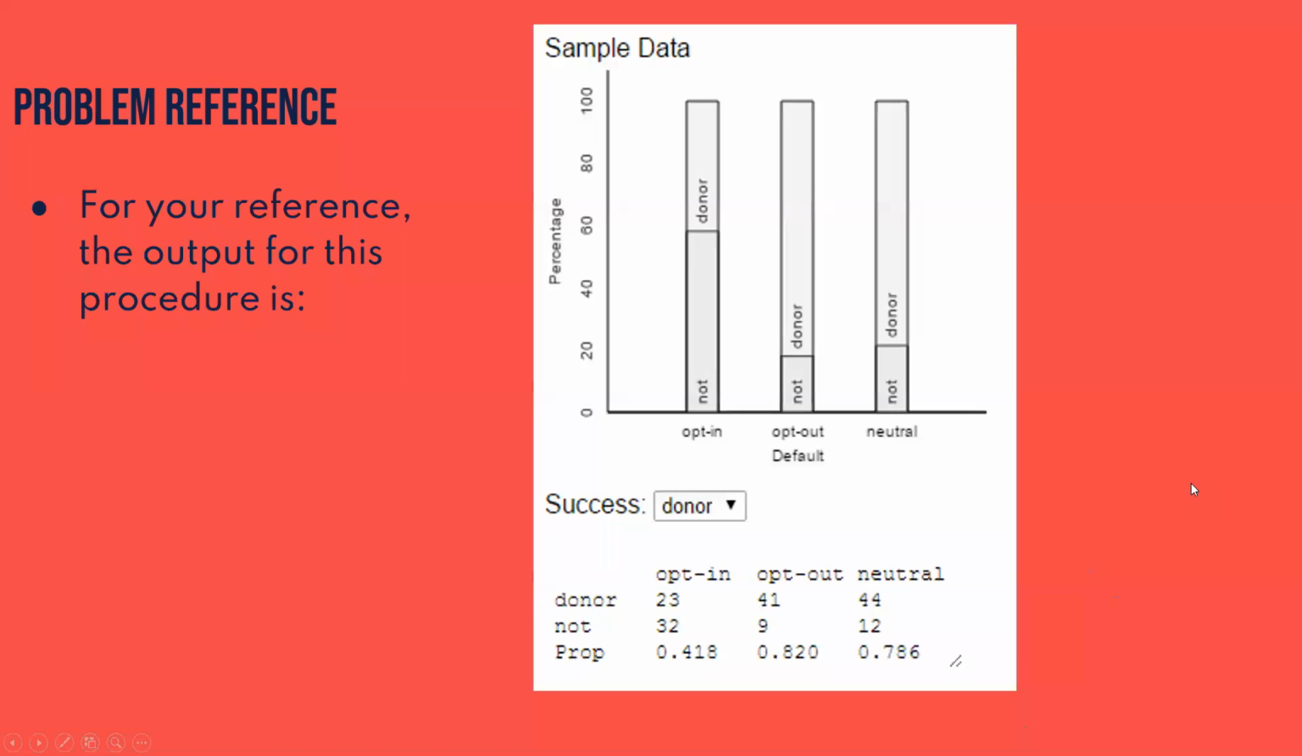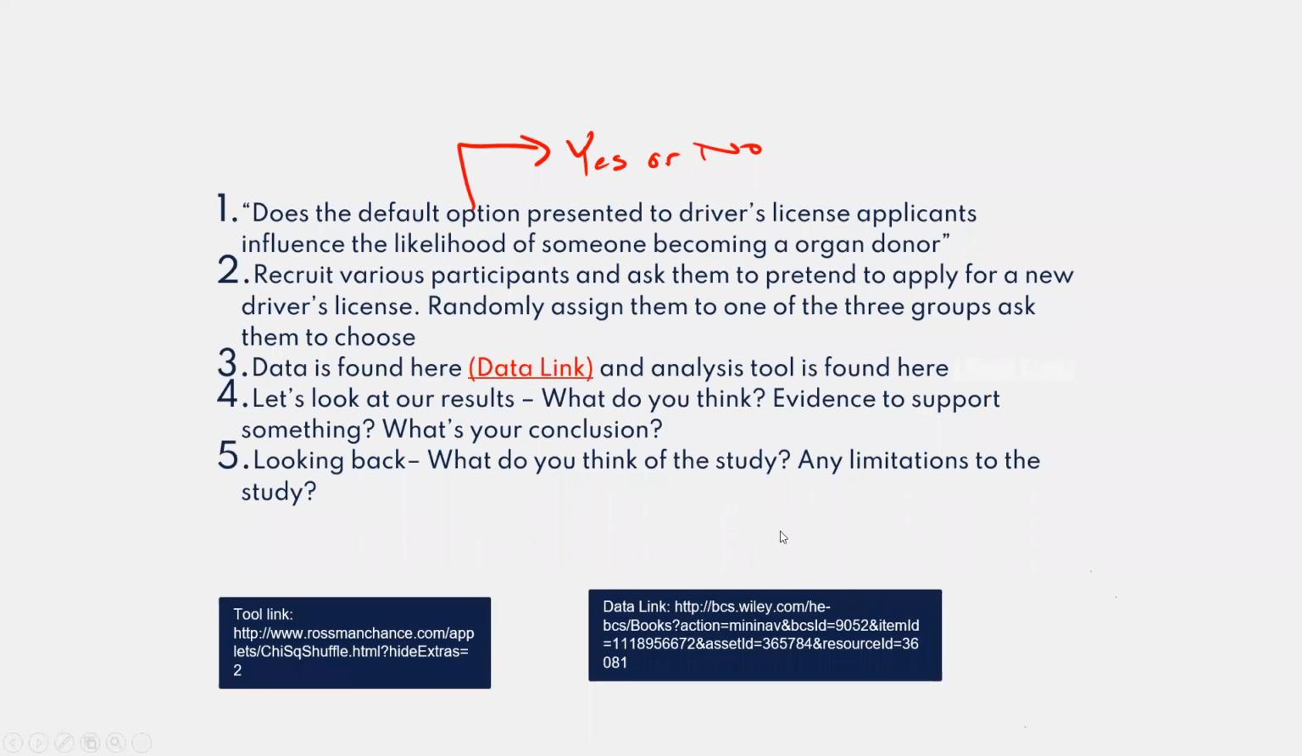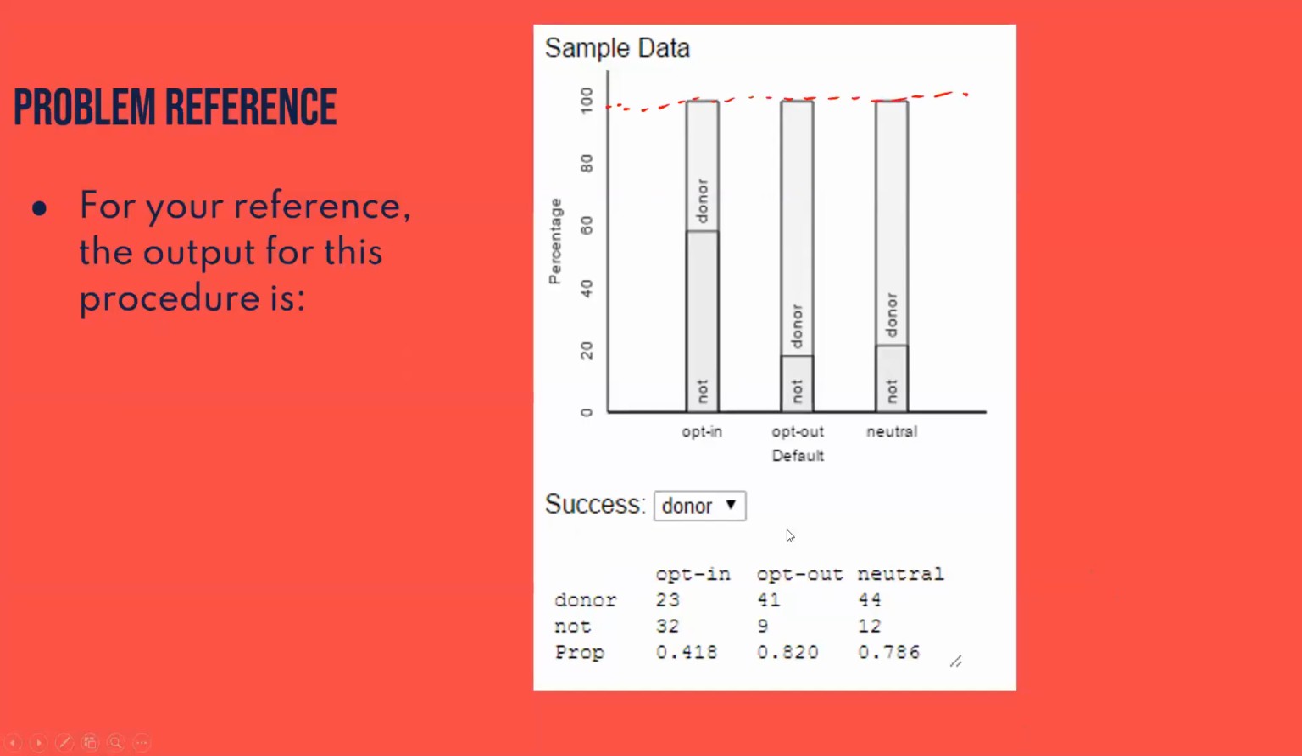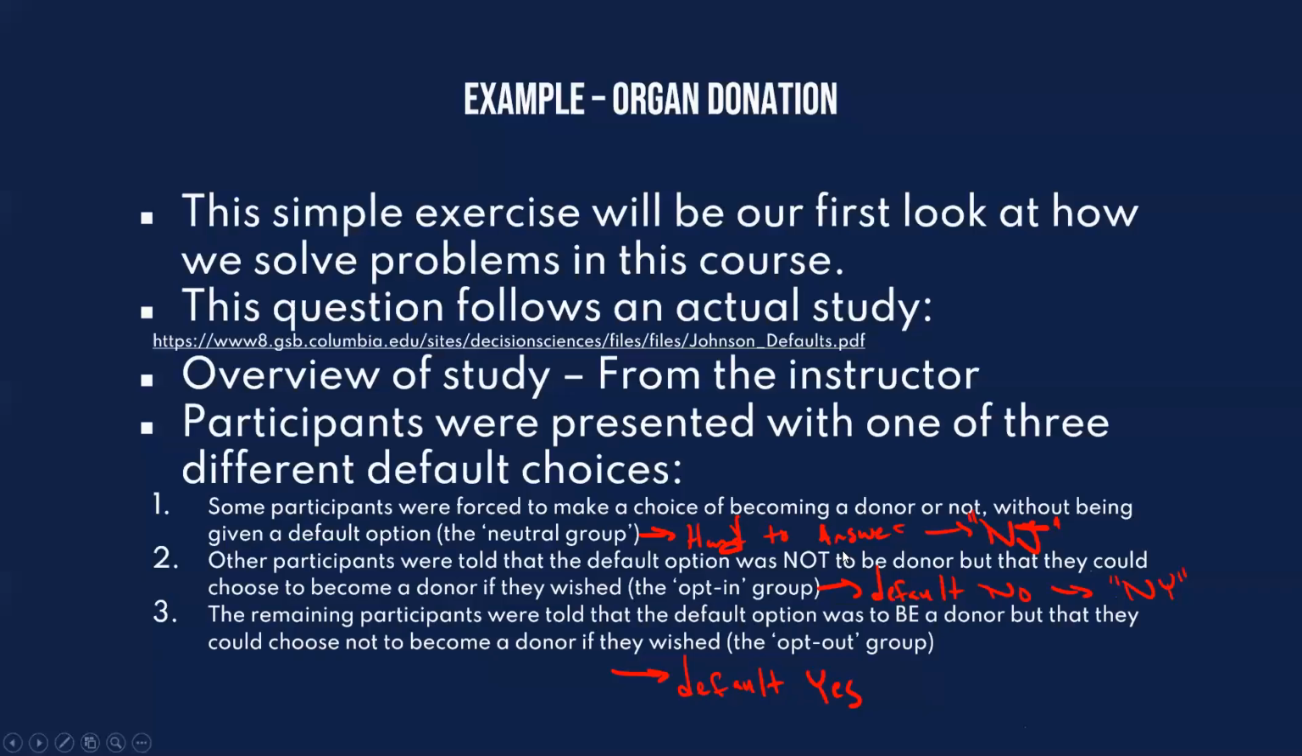These are called cumulative frequency bar charts. What you're looking at here represents 100% of the people in each group. This is the opt-in group. Oh, the data link doesn't work. I'm sorry, Melissa. I'm going to be honest with you, this PowerPoint slide is a few years old and I haven't checked the links, but I'll fix that at some point. Sorry about that.